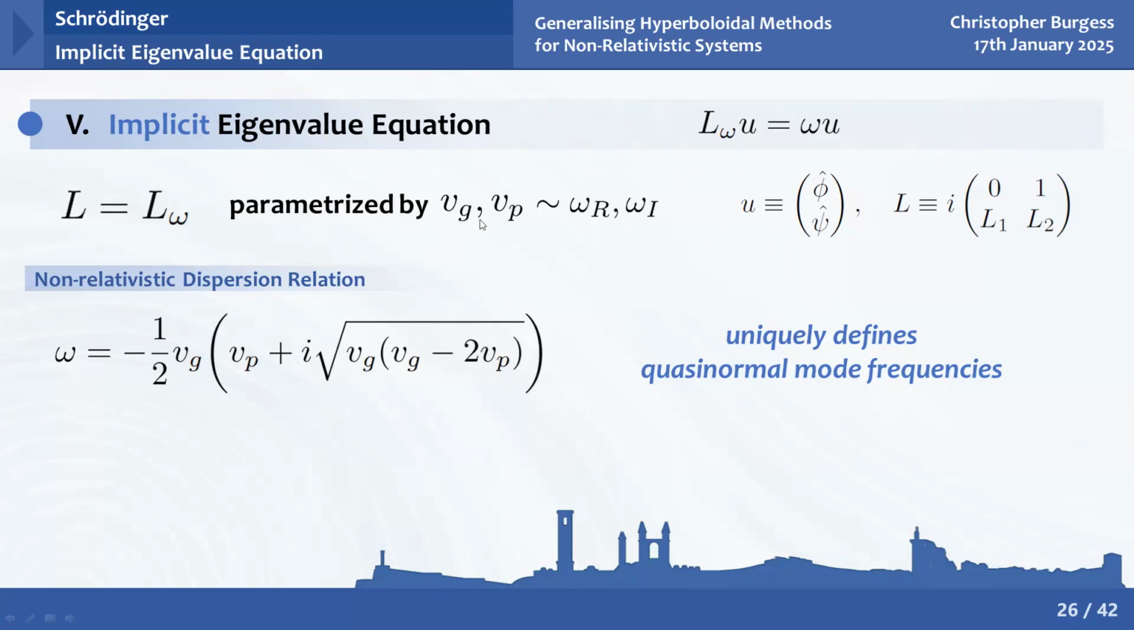Now, in a relativistic system, the group velocity and the phase velocity, as I said, are all just the speed of light. And so they have no particular relationship to the frequency. But in a non-relativistic system with a non-relativistic dispersion relation, these are actually related to each other. And so what we can do is take Vg and Vp, and re-express them in terms of the real and imaginary parts of this frequency that we're looking for. So we can think about this operator as actually being parameterized by the frequency. And then when we do that, we've arrived at an implicit eigenvalue equation. So now we have a dependence on frequency on the left and on the right of this equation, using this relationship between the frequencies and the velocities. But the important thing is that this uniquely defines the QNM frequencies that we're after.